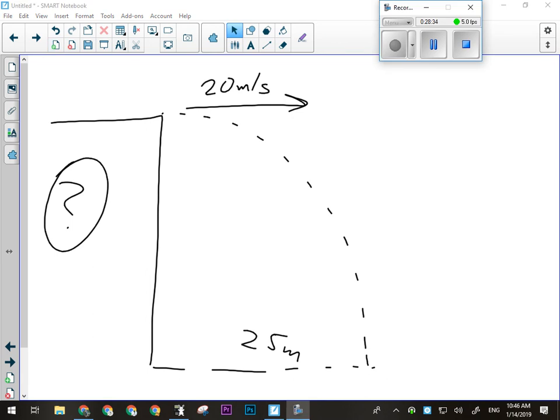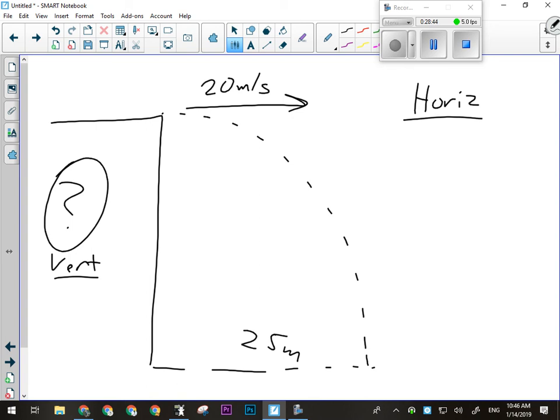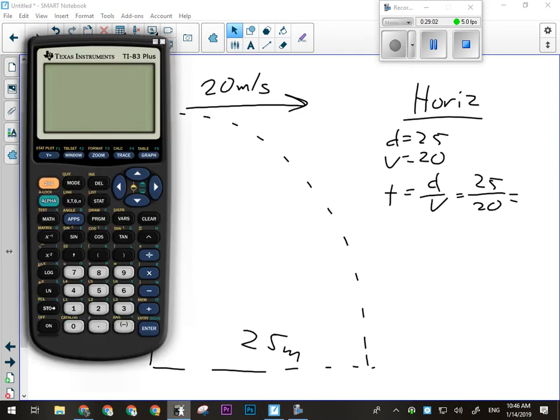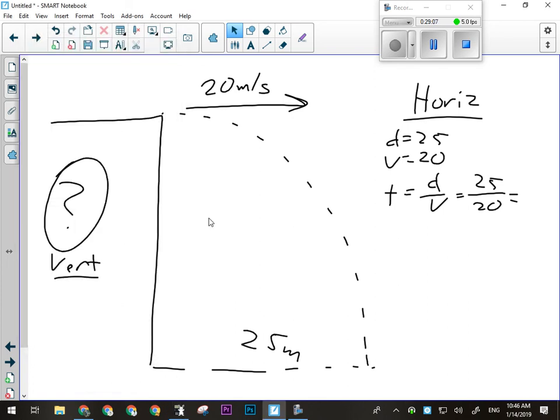Okay, so as we said, the first thing we want to do is break this up, as we do with all projectile motion problems, into the two components, horizontal and vertical. Okay, horizontally speaking, we know the distance traveled is 25 meters, and we know the speed horizontally is 20 meters per second. So if we want to find time, T will equal D over V, which will be 25 over 20. All right, so that's going to give us our 1.25 seconds.